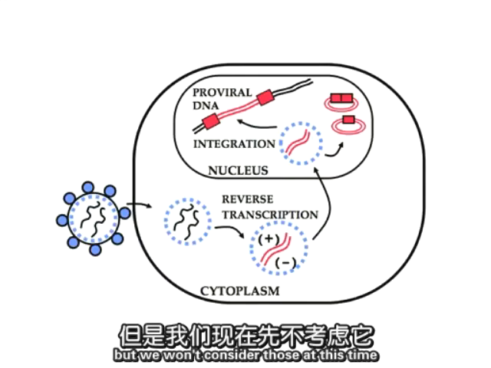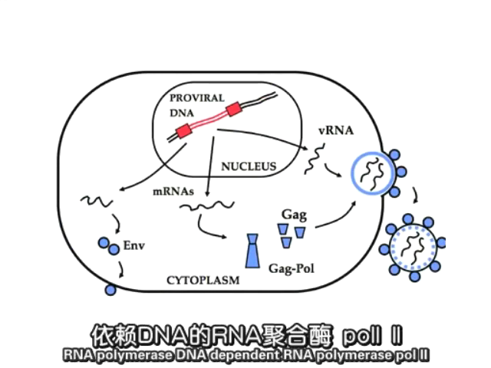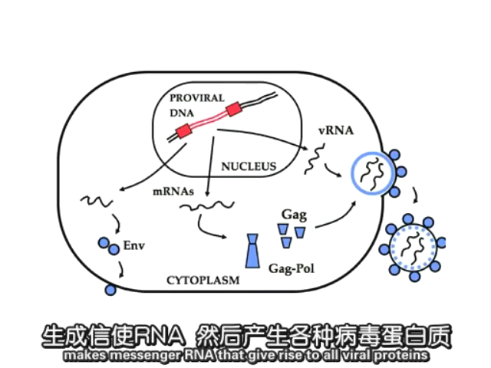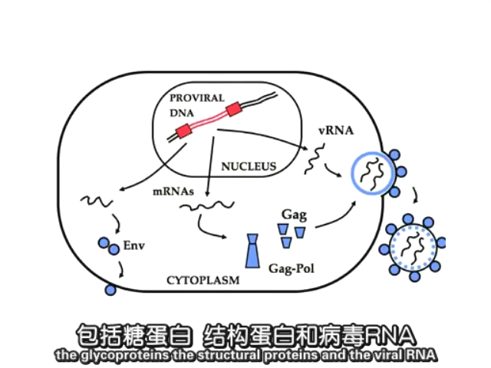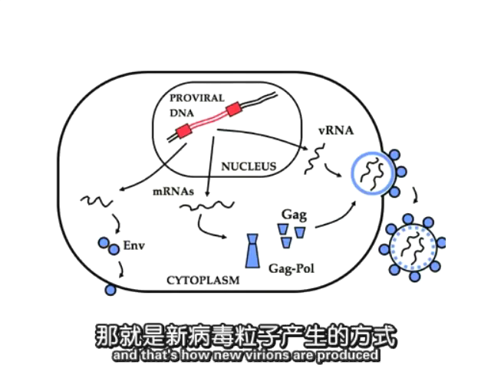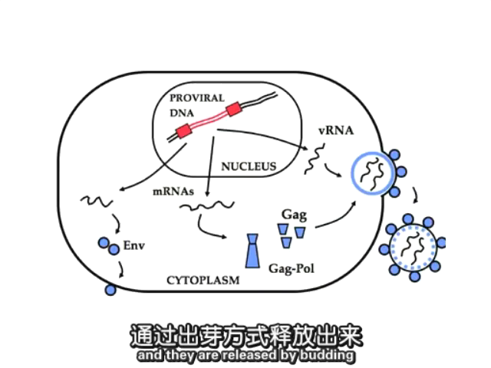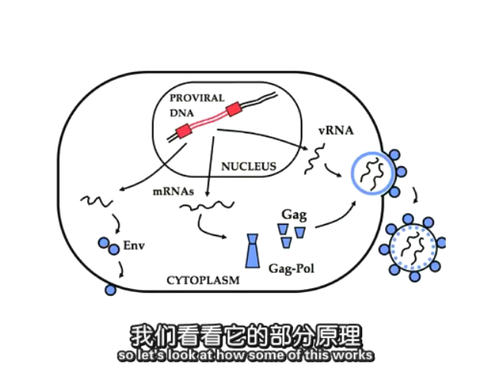All right, from the integrated proviral DNA, the host DNA-dependent RNA polymerase, Pol II, makes messenger RNAs that give rise to all the viral proteins, the glycoproteins, the structural proteins, and the viral RNA, which is simply a full-length message produced from this integrated DNA. And that's how new virions are produced, which are composed of two RNAs again, and all the structural proteins, and they're released by budding. So let's look at how some of this works.